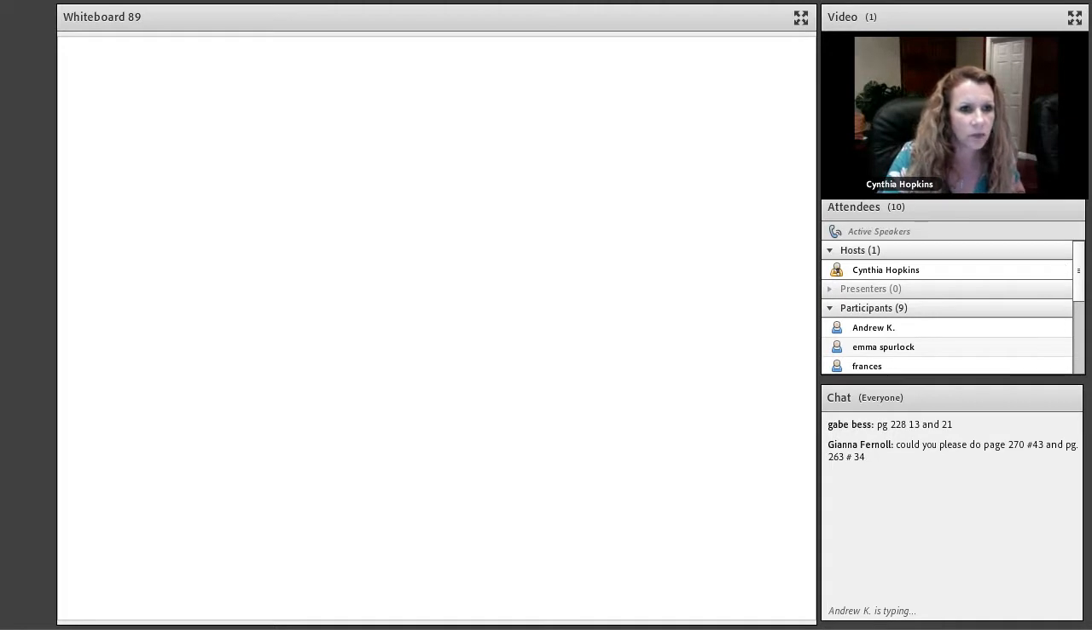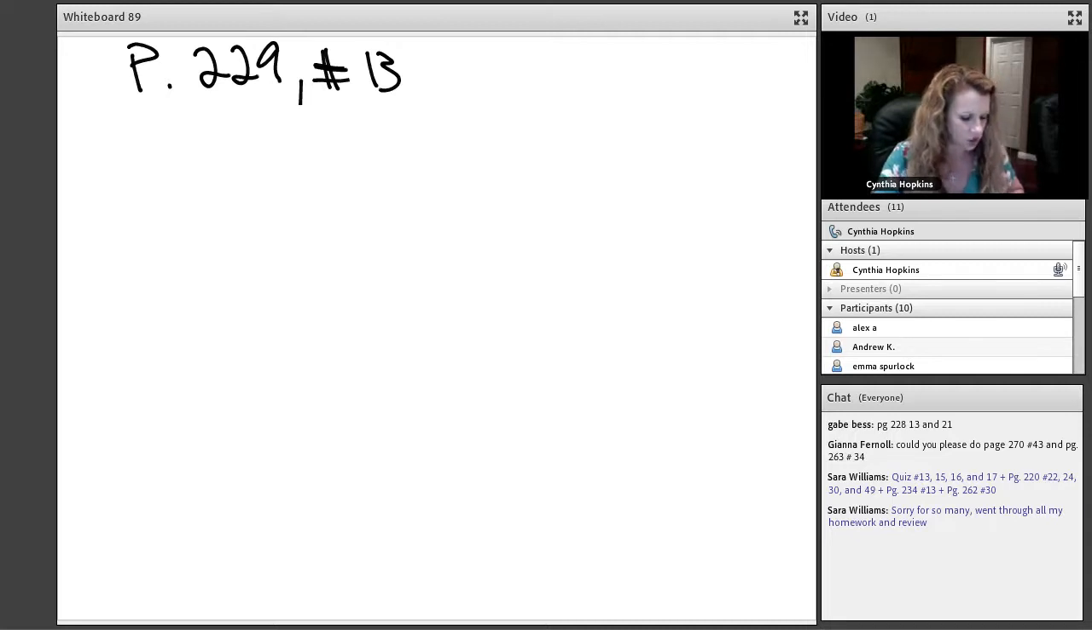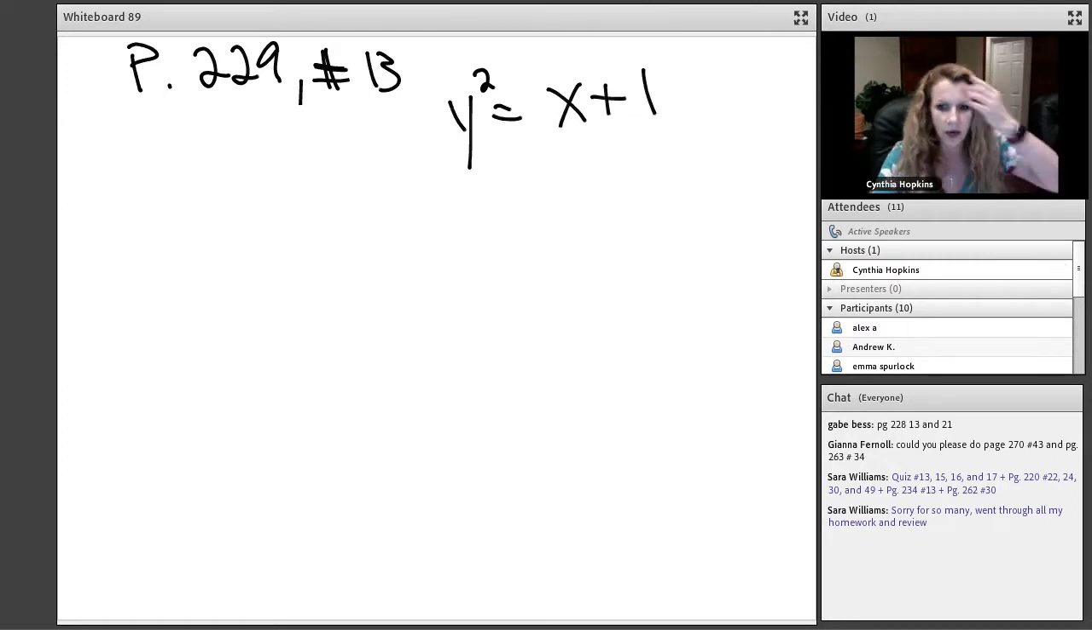Okay, so page, whoops, let me get my marker. All right, page 229, number 13. All right, so it says test each of the following equations for symmetry. And number 13, the equation is y squared equals x plus 1. All right.